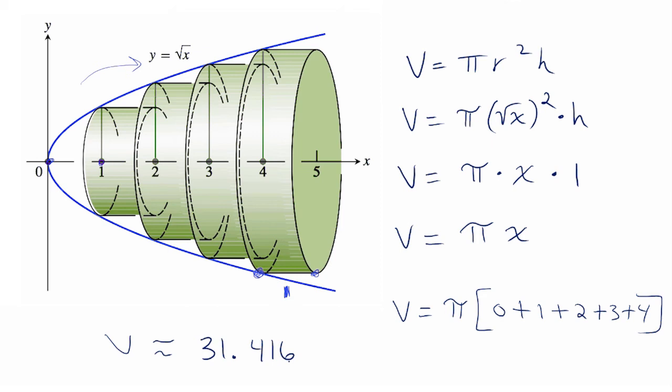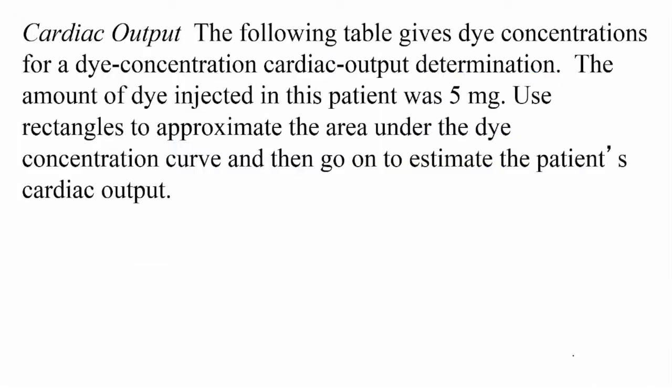Another use for RAM method is in approximating area under a curve given a graph and some numerical data. Let's try an example. Cardiac output. The following table gives dye concentrations for a dye concentration cardiac output determination. The amount of dye injected in this patient was 5 milligrams. Use rectangles to approximate the area under the dye concentration curve, and then go on to estimate the patient's cardiac output.